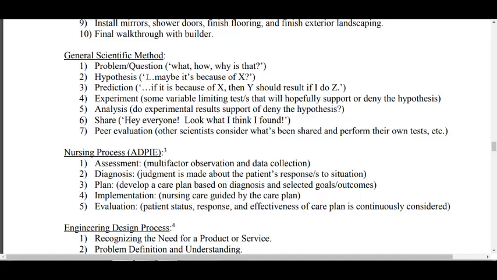And it's like, well, how do we approach it? Well, the scientific method is one way. We can say, well, what, how, or why is that? That tends to be the question, the problem. Like, what is this thing?